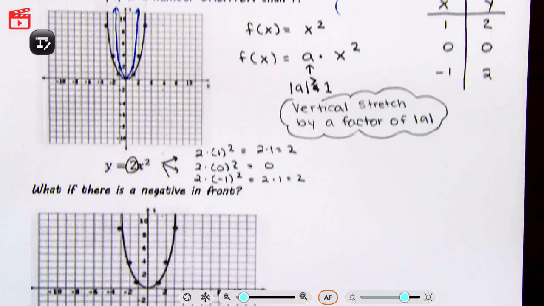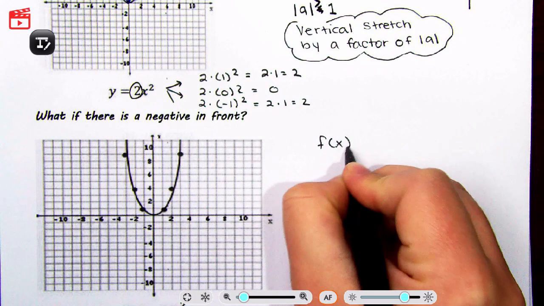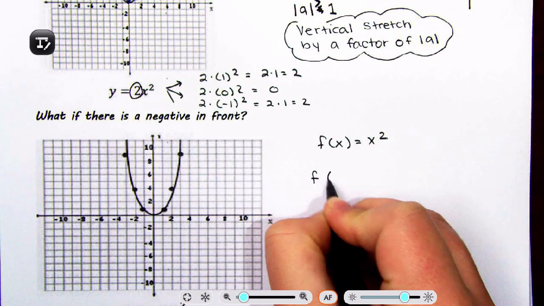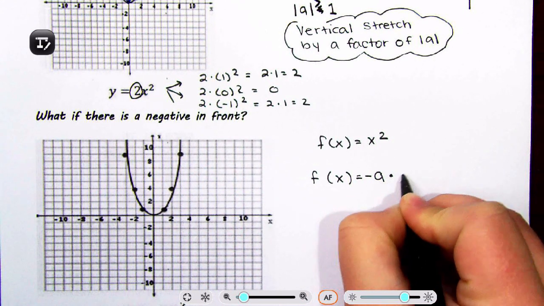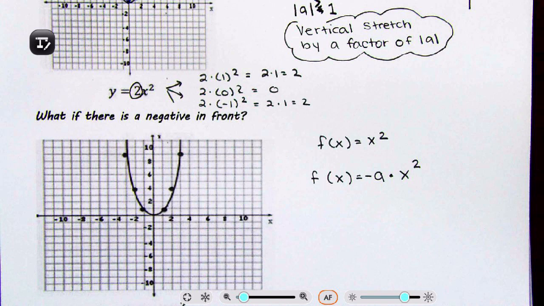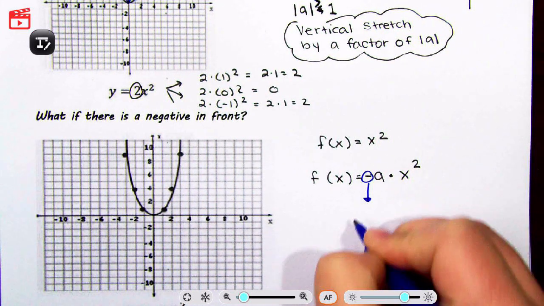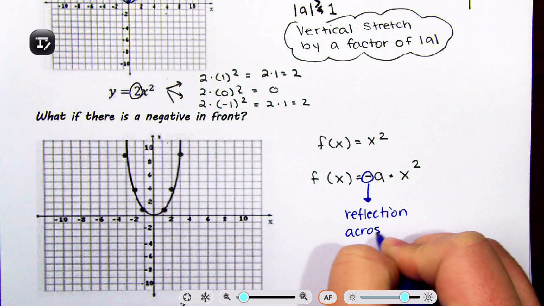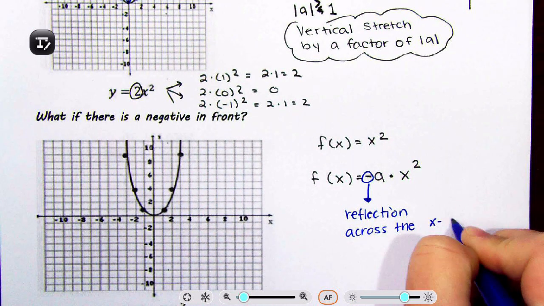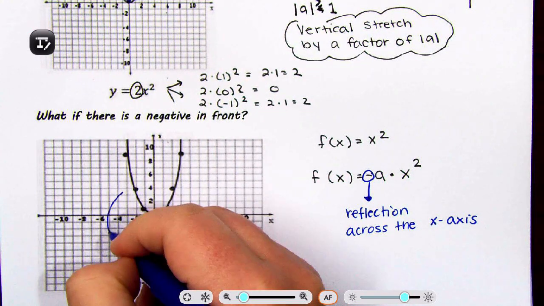So what happens if we do have a negative in the front? So again, let's take a look at our parent function. f of x is equal to x squared. And if we have an a value that is negative, and that's being multiplied by x squared, when you see this negative, that means you have a reflection across the x-axis, meaning it gets flipped from here to here.